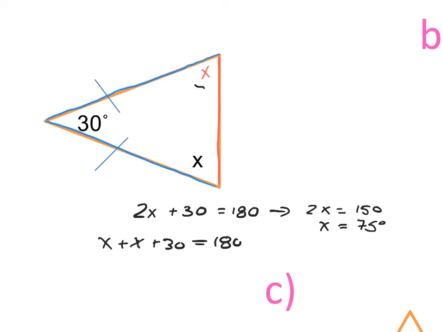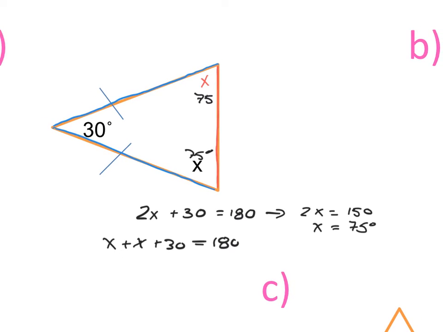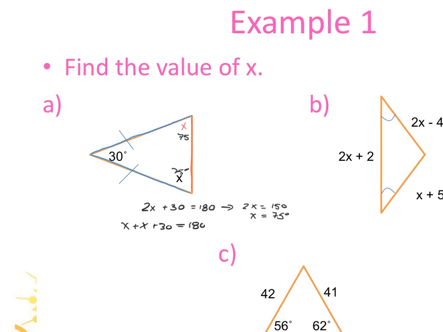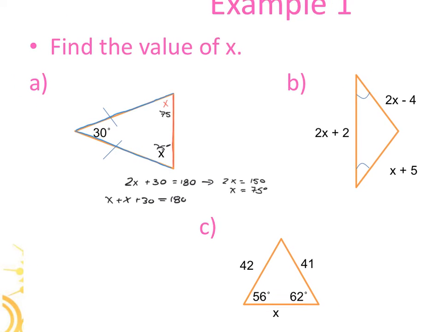That's 75. That's 75. Because the base angles are congruent in an isosceles triangle. We okay on that one? I don't think this is a terribly hard lesson, but you got to tell me if it's not.